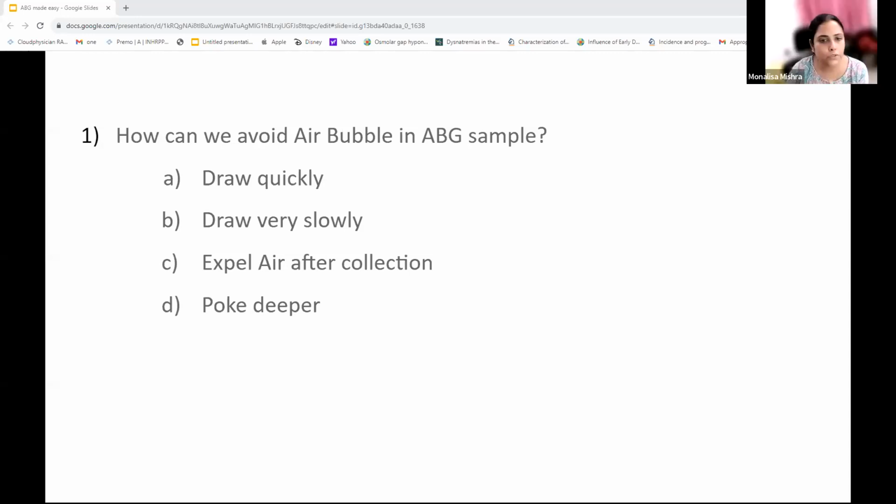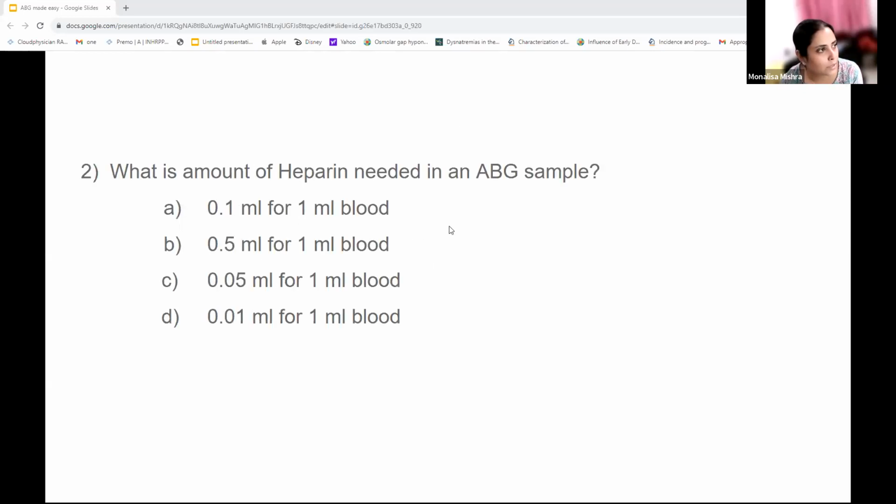So I think most of you know this answer. It's option B. So you draw it very slowly, and also you can use a glass syringe to avoid air bubble, but we actually don't have so many glass syringes these days in use. So the answer is draw it very slowly. We'll go to the next question.